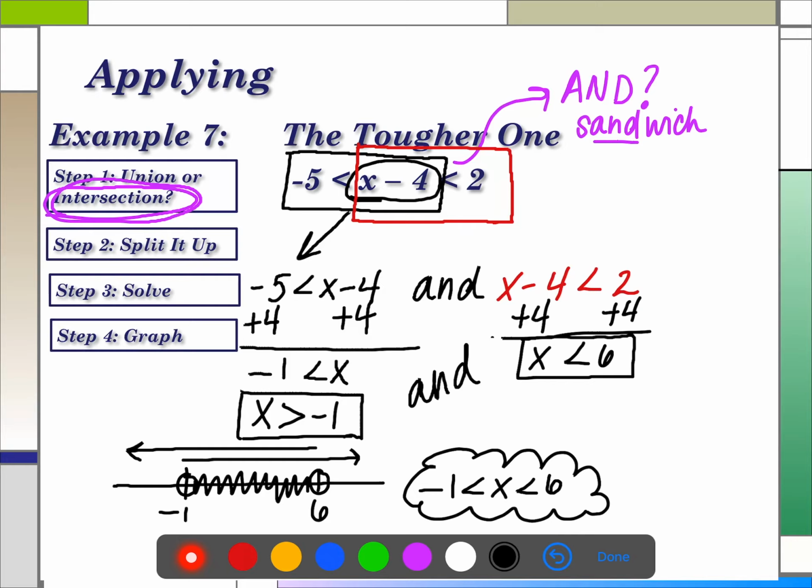Okay, so remember, when the problem does not look like it has a key word, it's probably an and. You're going to split it up into two equations and make sure that the middle portion is repeated in each equation. So in this case, x minus 4, you see that it shows up on both of my equations.